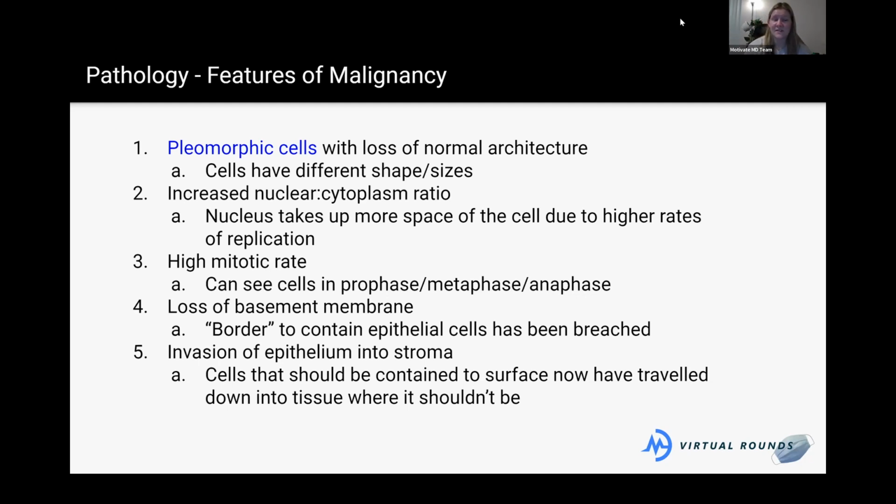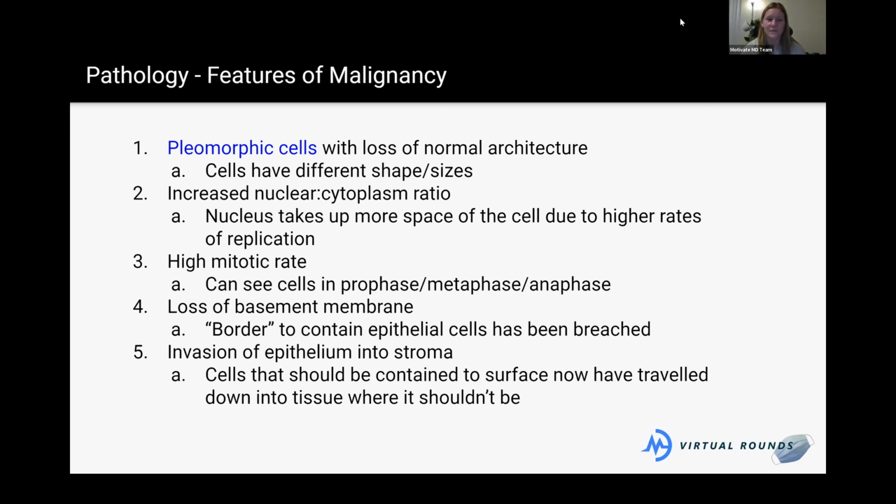Another one is an increased nuclear to cytoplasm ratio. So typically the nucleus is not that big, but in a cancer cell, think of what's happening. There's so much replication and cell division going on. They're going so fast with their cell division. They have growth factors and transcription factors, and their DNA is constantly dividing. So their nucleus is actually going to take up more space in the cell compared to the amount of cytoplasm that's around it. And so a higher ratio of nucleus compared to the cytoplasm can also be a red flag for malignancy.